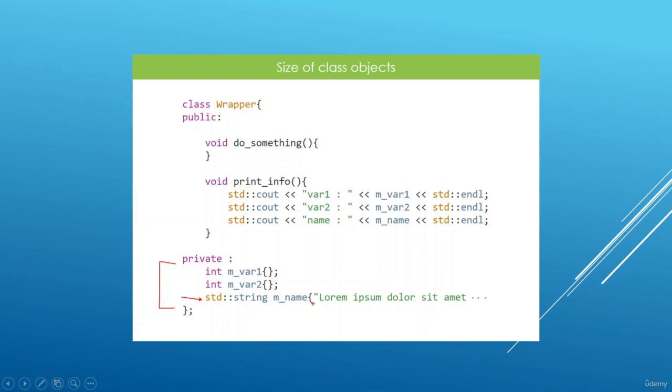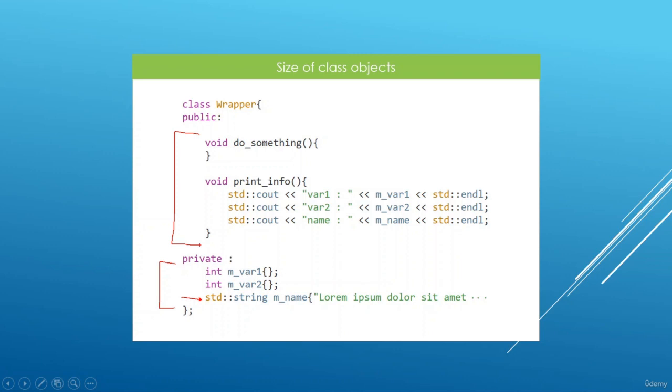But in general, the size of an object is going to be the sum of the sizes of its member variables. The functions are not going to be counted then. The functions are just helper functions that live somewhere in memory, but they're not going to be accounted for in the size of your object.